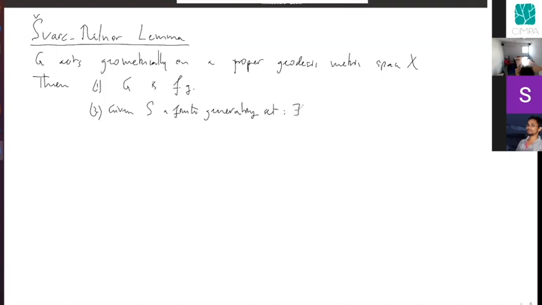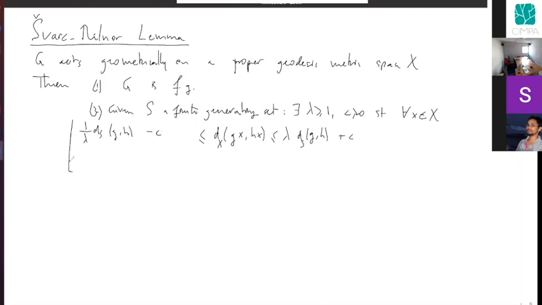So I pick, there is some constant lambda that is at least 1 and C that is positive, such that for any point X in my space, if I look at the distance from G of X to H of X in my space X, this is at most lambda times the word distance between G and H up to some constant C, and this is at least 1 over lambda the distance from G to H up to C.